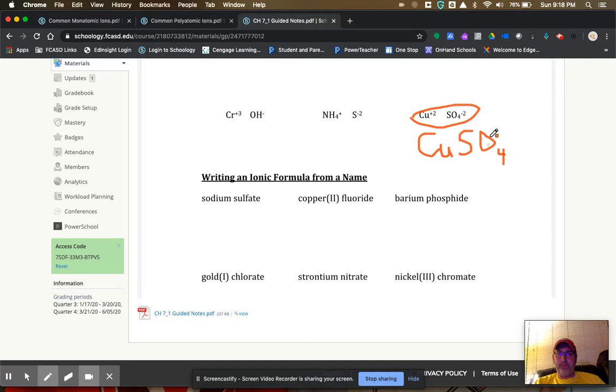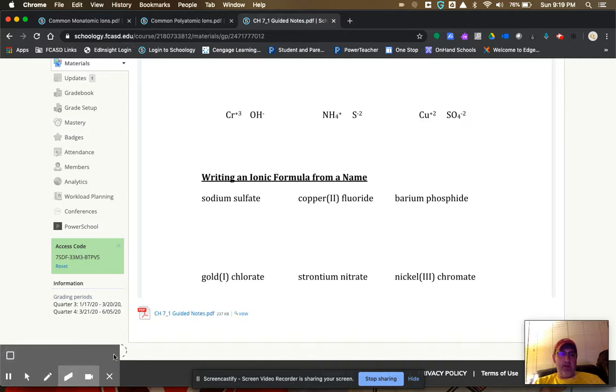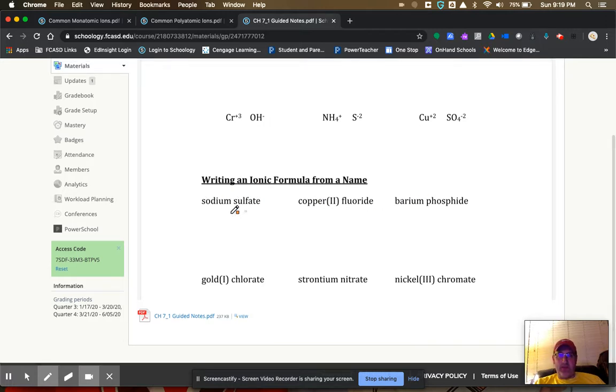Okay, all right. Now, more of what you'll be doing is going from these names. This is what you'll be doing on your homework, going from these names to the formula itself. So let me erase that top one and go back here. These 2 we already did. We did copper 2 fluoride. We did barium phosphide. Now, sodium sulfate actually contains 1 polyatomic ion. That's why we didn't do this first example last time.